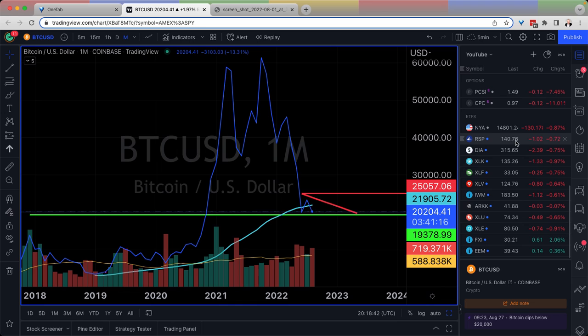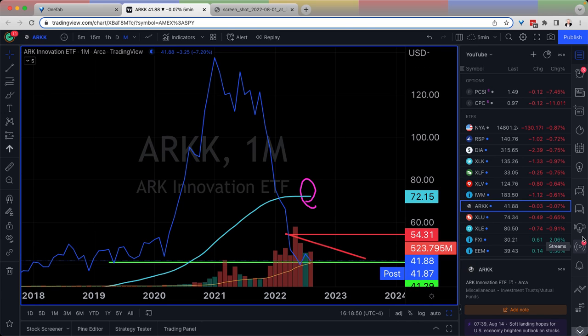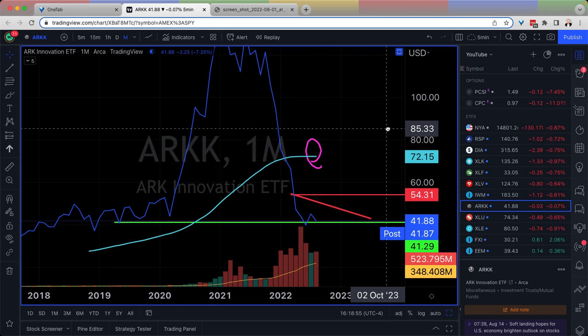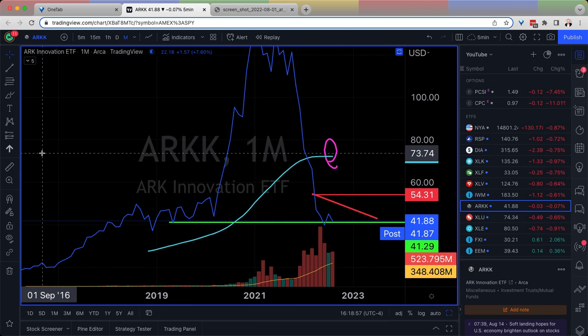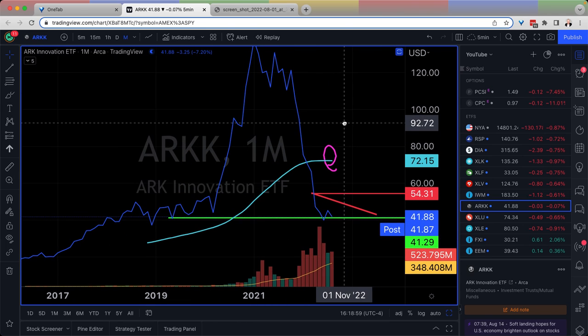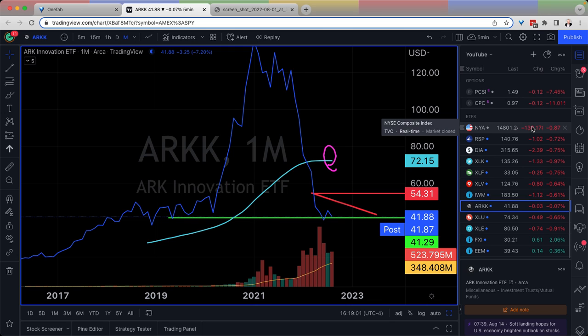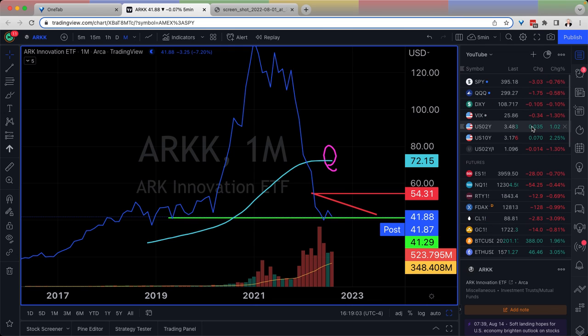Oh, geez. Only other things that were up were FXI and EEM, which is going to be China and emerging markets. I want to check in on ARK as well. ARK is only down by 3 cents or 0.07%. And it's rocking that 41's relative low, the green line here, which tells me that we've probably seen enough blood in growth and in Bitcoin.